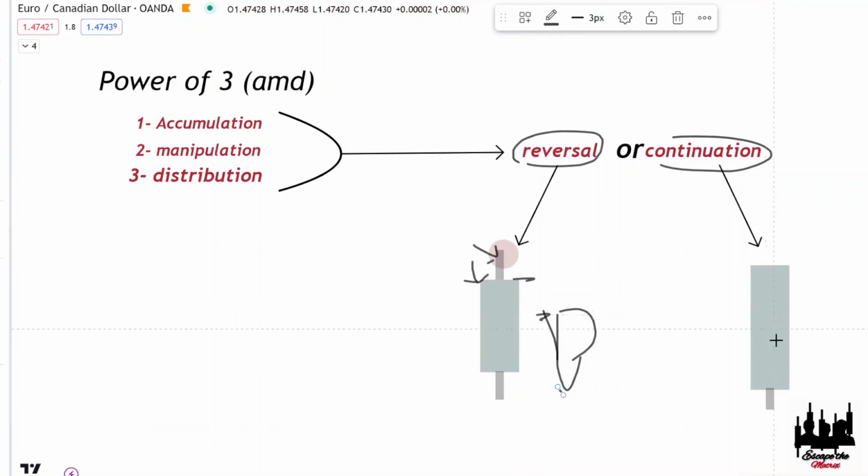Here, it did not have a wick. Price opened right here, manipulated, which would be this area, and closed solid, or even maybe with a small wick. It did not reverse. So price continued. So this would be the continuation.